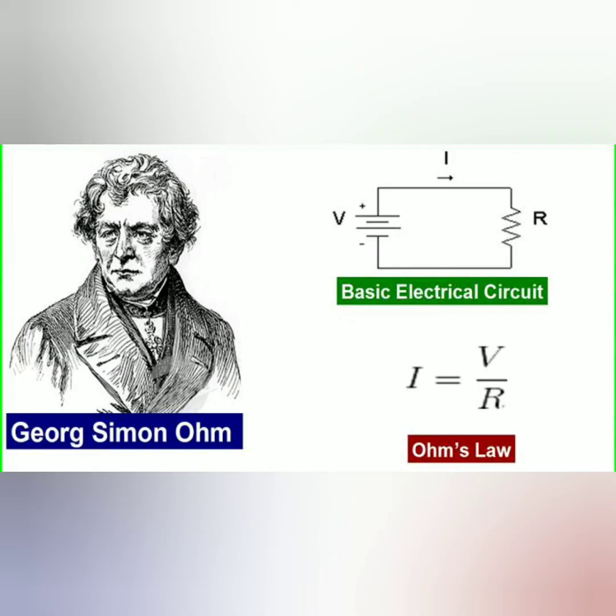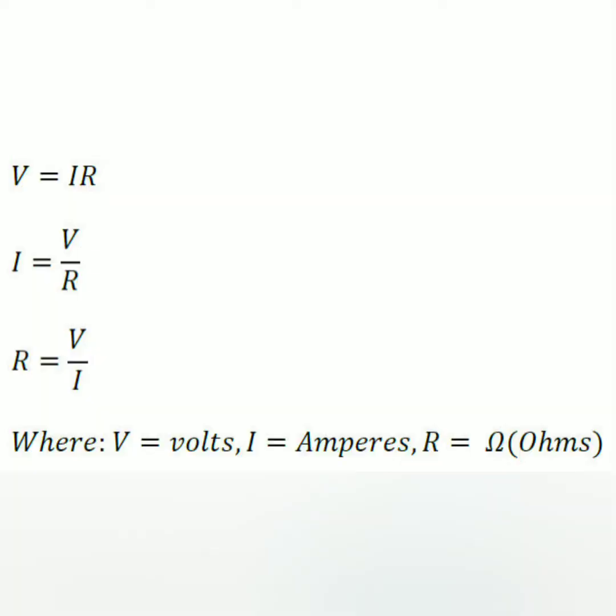Ohm's law was given by German physicist Georg Simon Ohm in the year 1827. It gives a relationship between current capital I flowing in a metallic wire and potential difference capital V across its terminals. According to this law, the electric current flowing through a conductor is directly proportional to the potential difference across its ends, provided the physical conditions such as temperature remain unchanged.